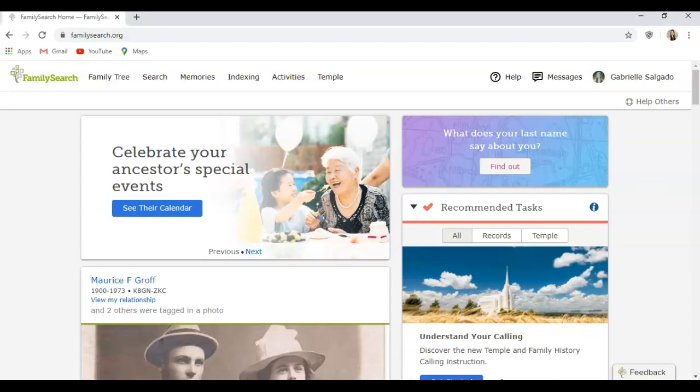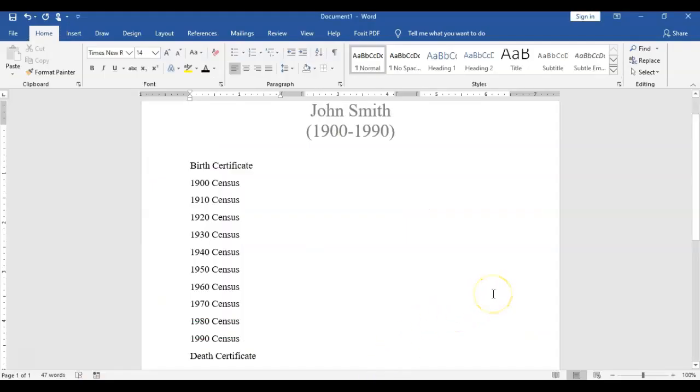So to start, I have typed out this example of John Smith. Family history work can be very complicated and complex and difficult. However, the purpose of these tutorials is to make it easy for you guys and to help you know where to start. So let's say that John Smith is my relative, and I know he was born in 1900 and died in 1990. I like to draw out this visual whenever I'm doing family history work just to help me stay on track, and that way I don't get lost down a rabbit hole of research.